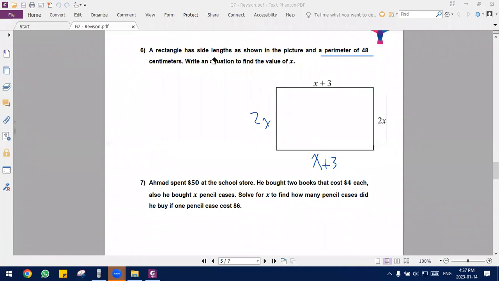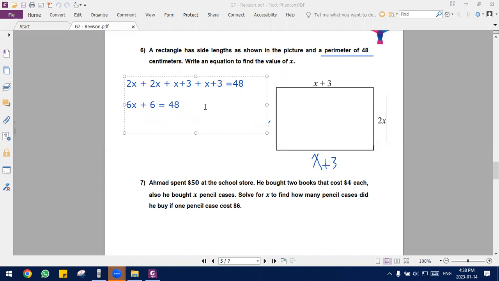Now I need to write the equation of the perimeter. We add all the sides, it's equal to 48, it's given. Let me add all the sides. I have 2x plus 2x, and then we have x plus 3 and another x plus 3. All of these, when you add them, equal 48. Now we simplify. We add the x's together: 2x plus 2x is 4x, plus x, plus x, so 6x, plus, now you add the numbers together, 3 and 3 is 6, equal to 48.